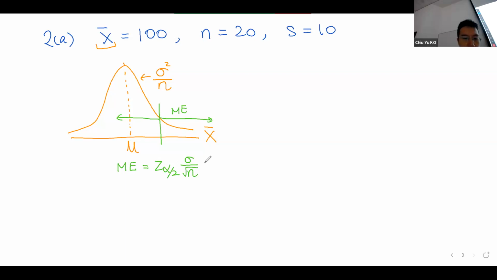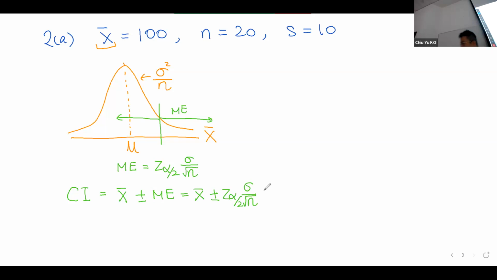In that case, the confidence interval will be X bar plus minus ME. Or if you want to be more explicit, it would be like this. That would be how we do it if you know the sigma. But in this question, sigma is not given. You don't know the population standard deviation or variance. So what can we do?